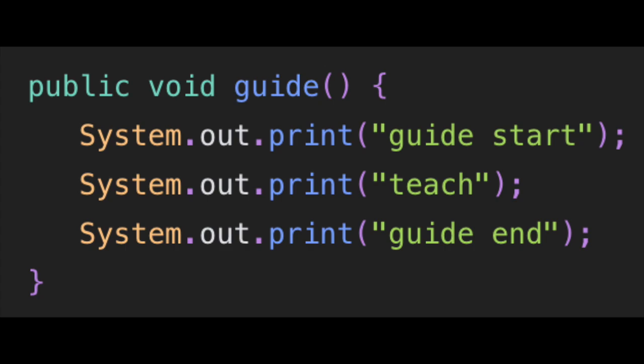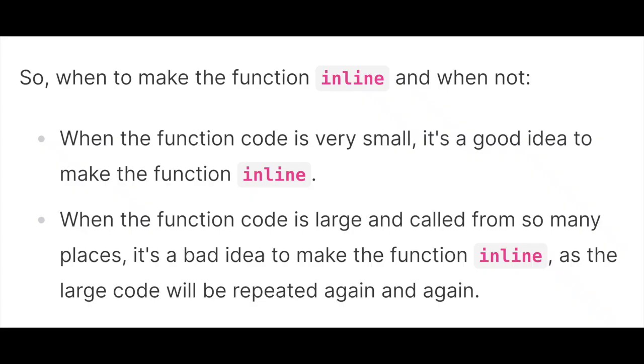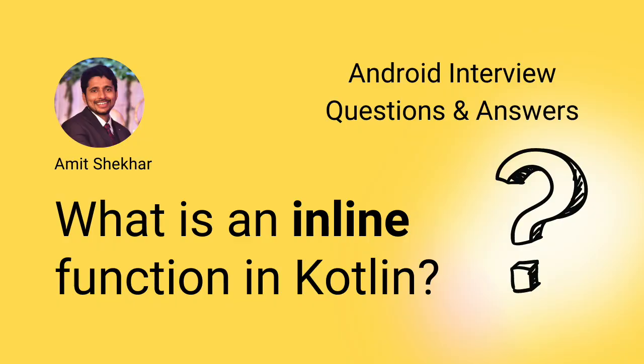So the advantage of the inline function is that the function call overhead doesn't occur, so there is less overhead and faster program execution. So we must know when to make the function inline and when not. When the function code is very small, it's a good idea to make the function inline. But when the function code is large and called from so many places, it's a bad idea to make the function inline, as the large code will be repeated again and again. So now we can take the decision when to make the function inline and when not. So now we also know the answer to the question, what is an inline function in Kotlin?